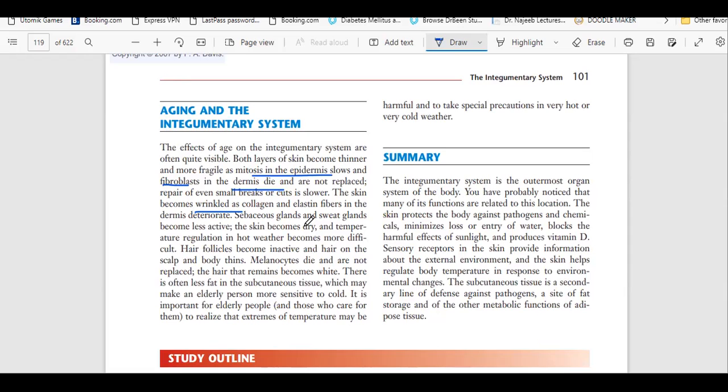Sebaceous glands and sweat glands become less active. The skin becomes dry. Temperature regulation in hot weather becomes more difficult. Hair follicles become inactive, and hair on the scalp and body thins. Melanocytes die, and your hair becomes white. There is often less fat in the subcutaneous tissue, which makes an elderly person more sensitive to cold environments.